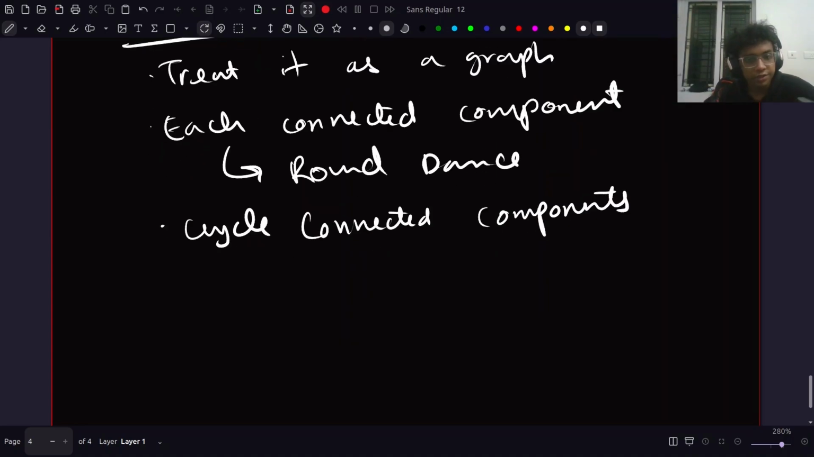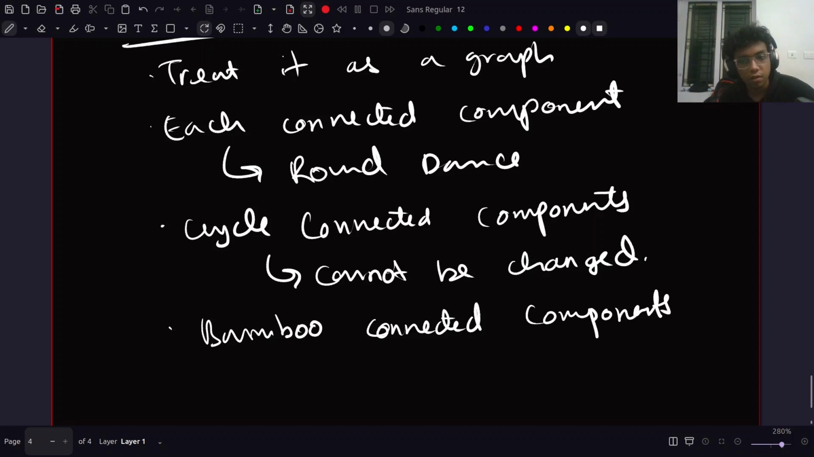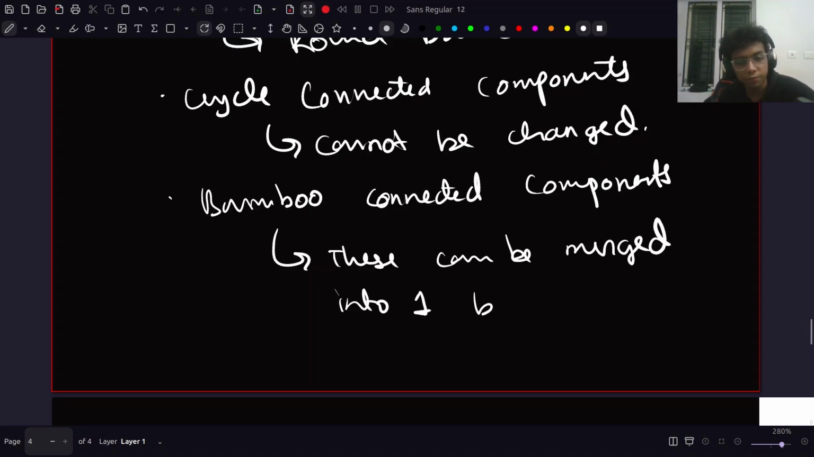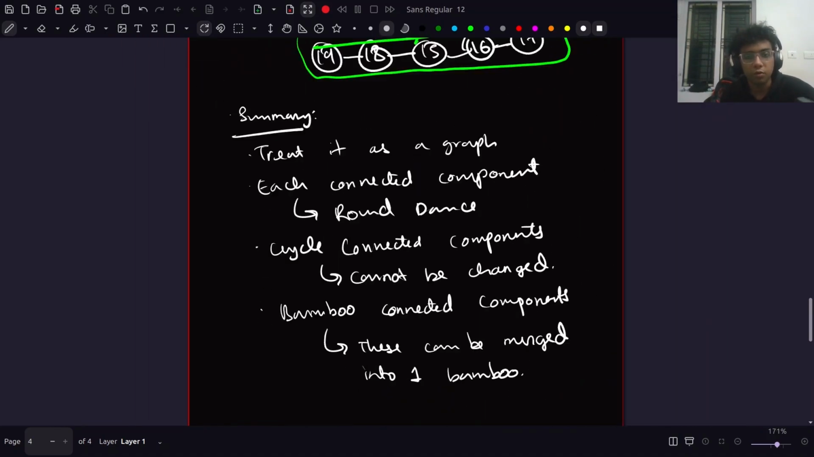These connected components cannot be touched, cannot be changed, no matter what operation or what kind of simplification we try to make. But the chain or bamboo connected components, let's call them bamboo connected components, these can be merged until only one bamboo remains, right? Merged into one bamboo. Okay, and this is pretty much all we need to solve the problem.